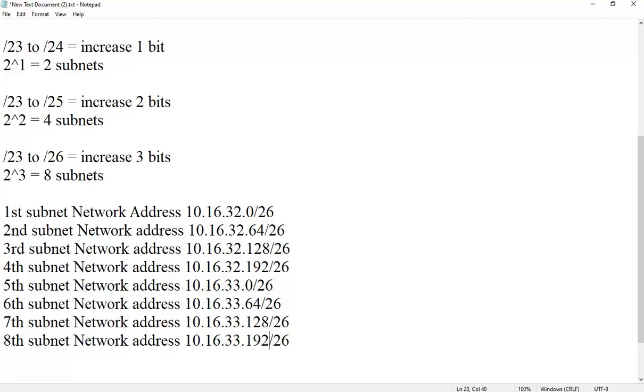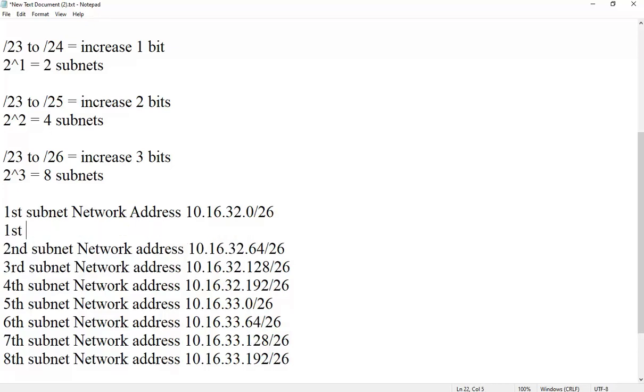And from this, how do we get the broadcast address, before we can get our first usable address to the last usable address, which is the usable address range? It's basically by making use of the next subnet network address. If we minus 1, it will actually become the previous subnet broadcast address. So basically by minus 1, 64 minus 1 will be 63.